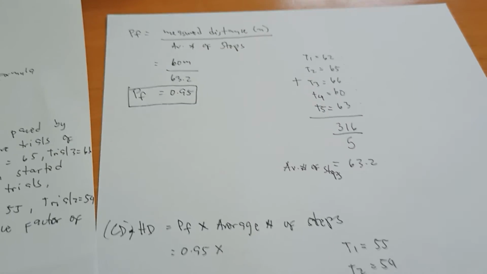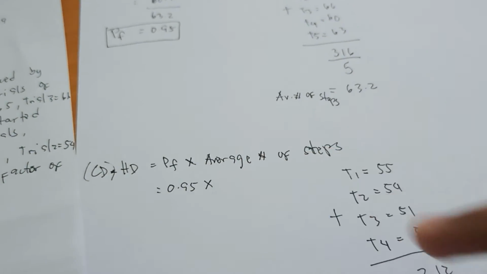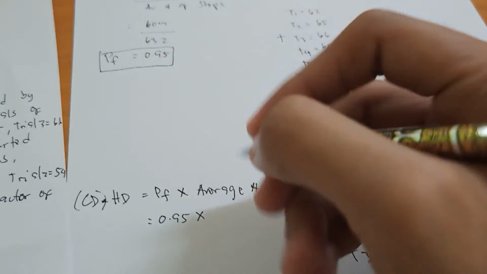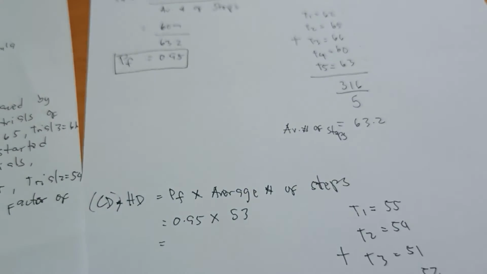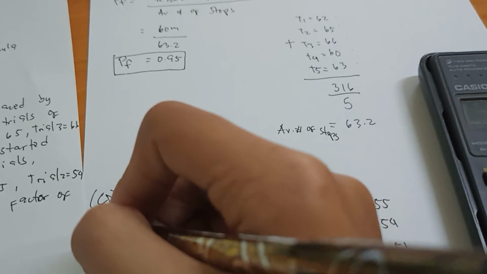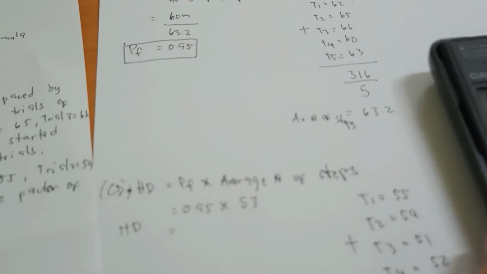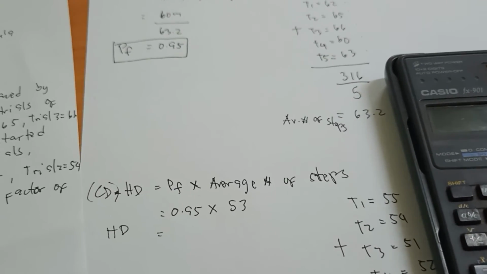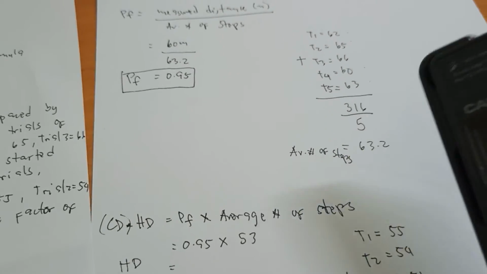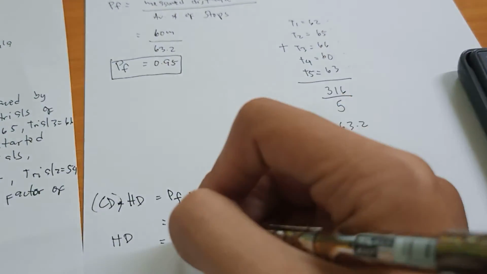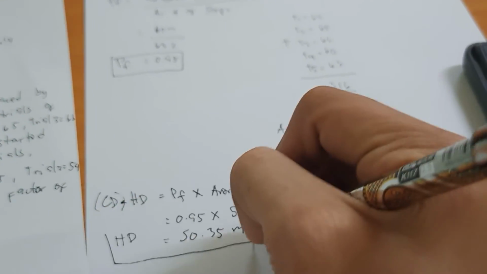So you just put 53 in our formula. We have 0.95 times 53. HD is equal to 0.95 times 53 is equal to 50.35. That is 50.35 meters.